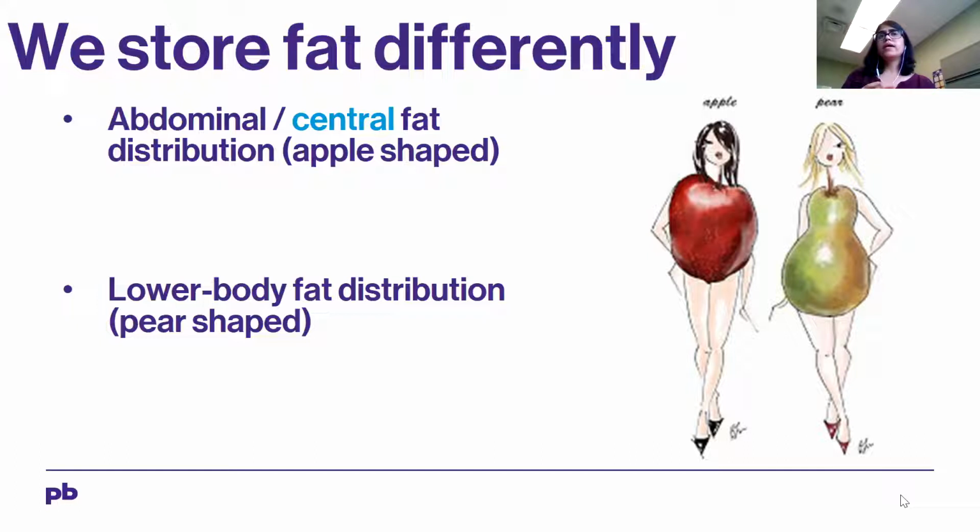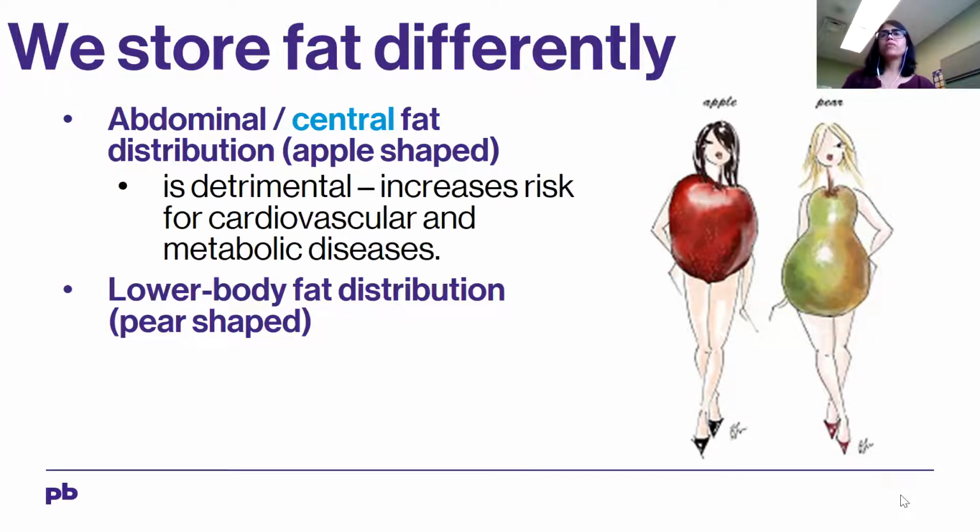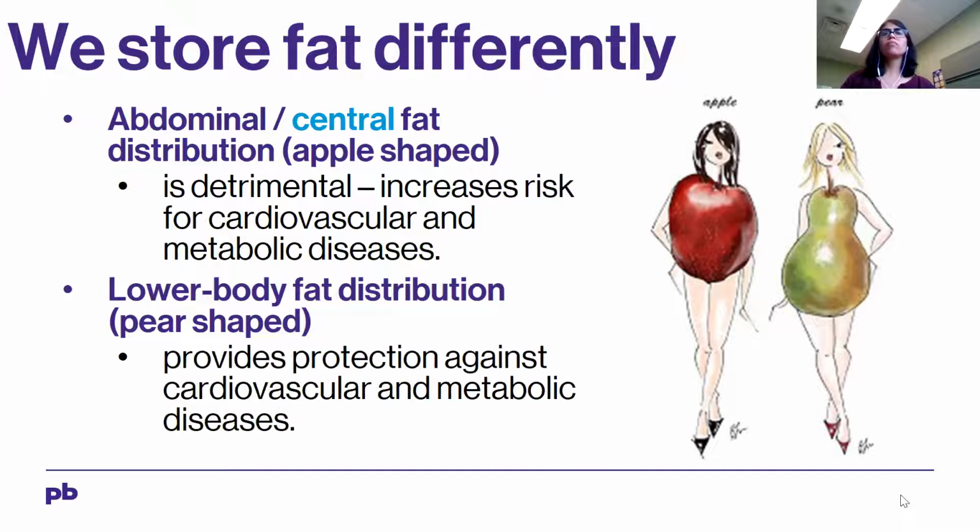That is most commonly referred to as the pear shape. Now, this also confers different levels of cardiovascular risk. If you have the apple-shaped fat distribution, you have a higher risk of developing cardiovascular and metabolic diseases. On the other hand, if you store your fat in the lower body, then it is actually providing protection against cardiovascular and metabolic diseases.